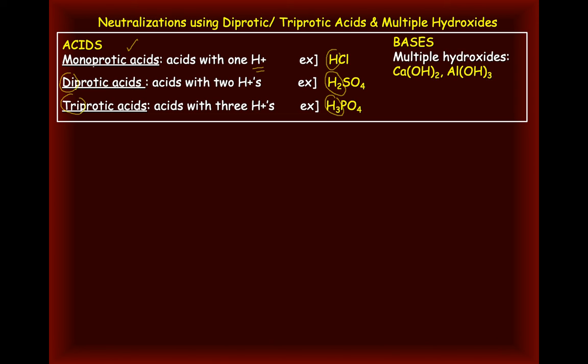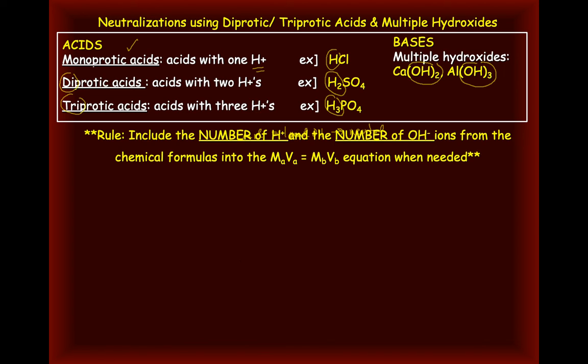Bases can have multiple hydroxides also. You'll see calcium hydroxide has two OH. Now, this presents a problem sometimes, because when you're neutralizing and you want to figure out how much there is to neutralize, and you know the formulas, you have to make sure that 1 mole of H equals 1 mole of OH so that you're neutral. So if you start mixing multiples, you're going to have to take that into account. So here's the rule: include the number of H's and the number of OH's from the formulas, if you know them, in this equation when you need to.